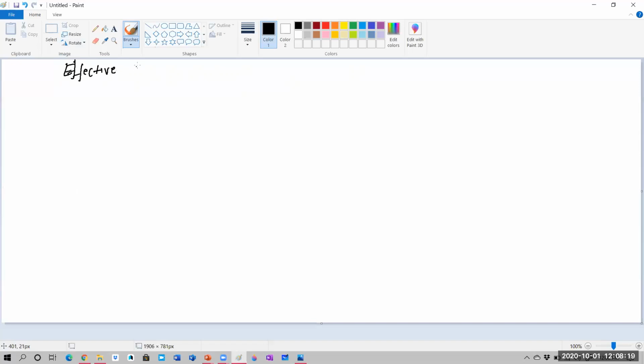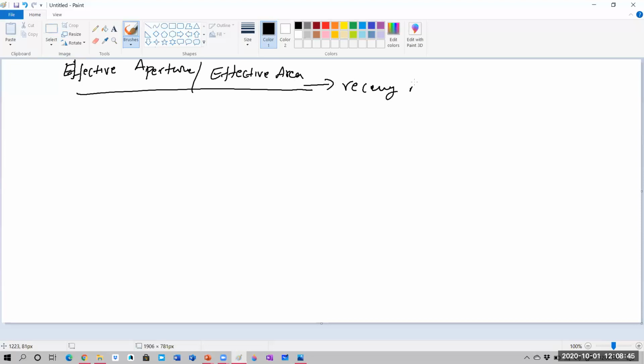Effective aperture or effective area. Okay, this is our topic, right? Effective aperture or effective area. In general, this term is used in relation with, as I already told, a receiving antenna. So aperture is related with a receiving antenna.